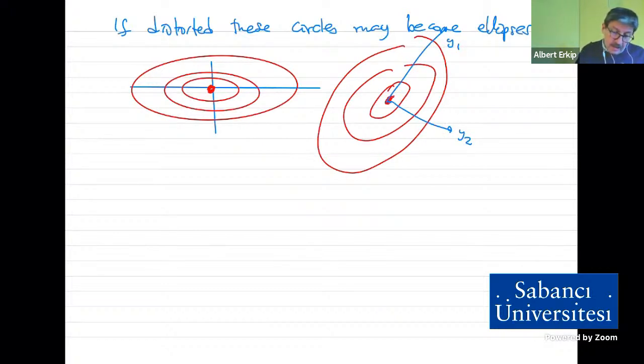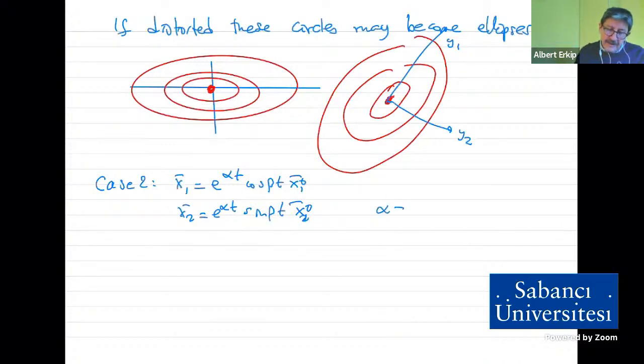Now, case 2. Say x1 bar is e to the alpha t cosine beta t times some constant, x1, 0 bar. x2 bar is e to the alpha t sine beta t times x2, 0 bar. And alpha is different from 0. What sort of a picture do I get?